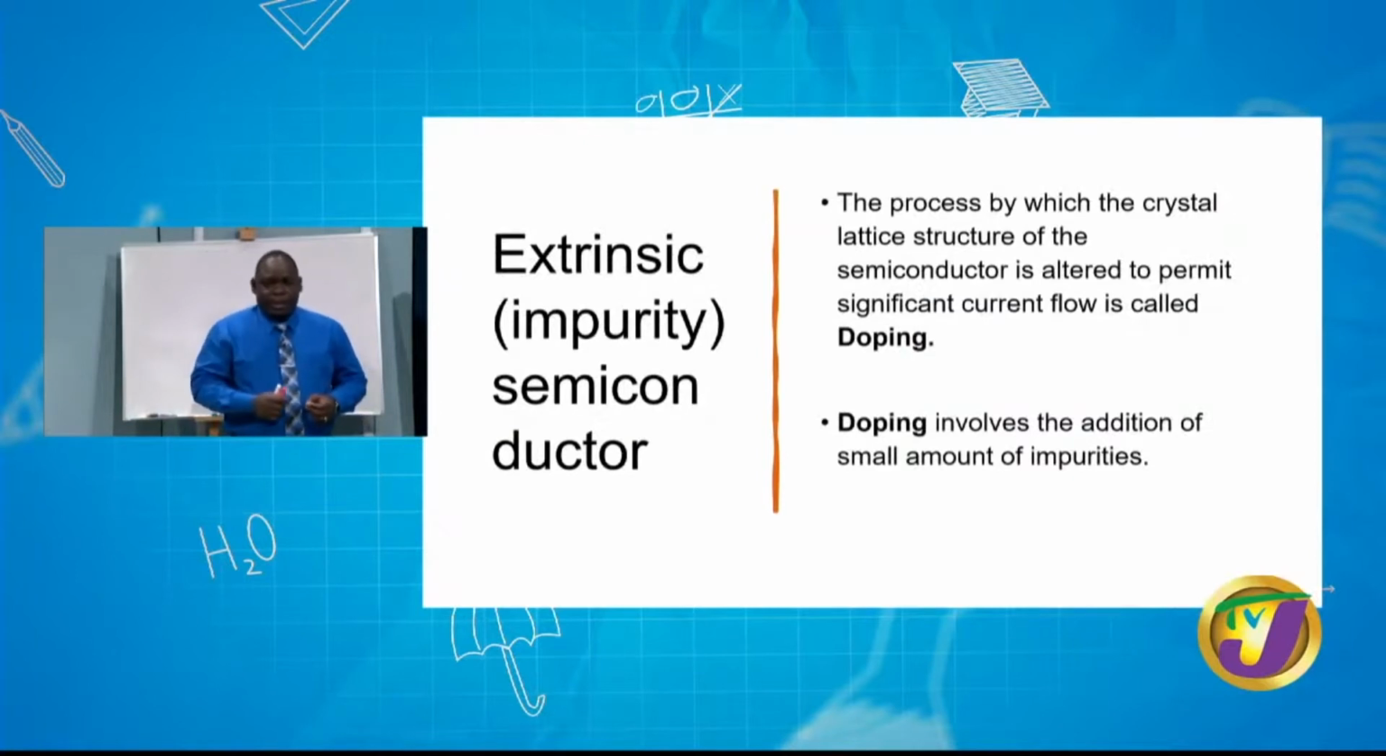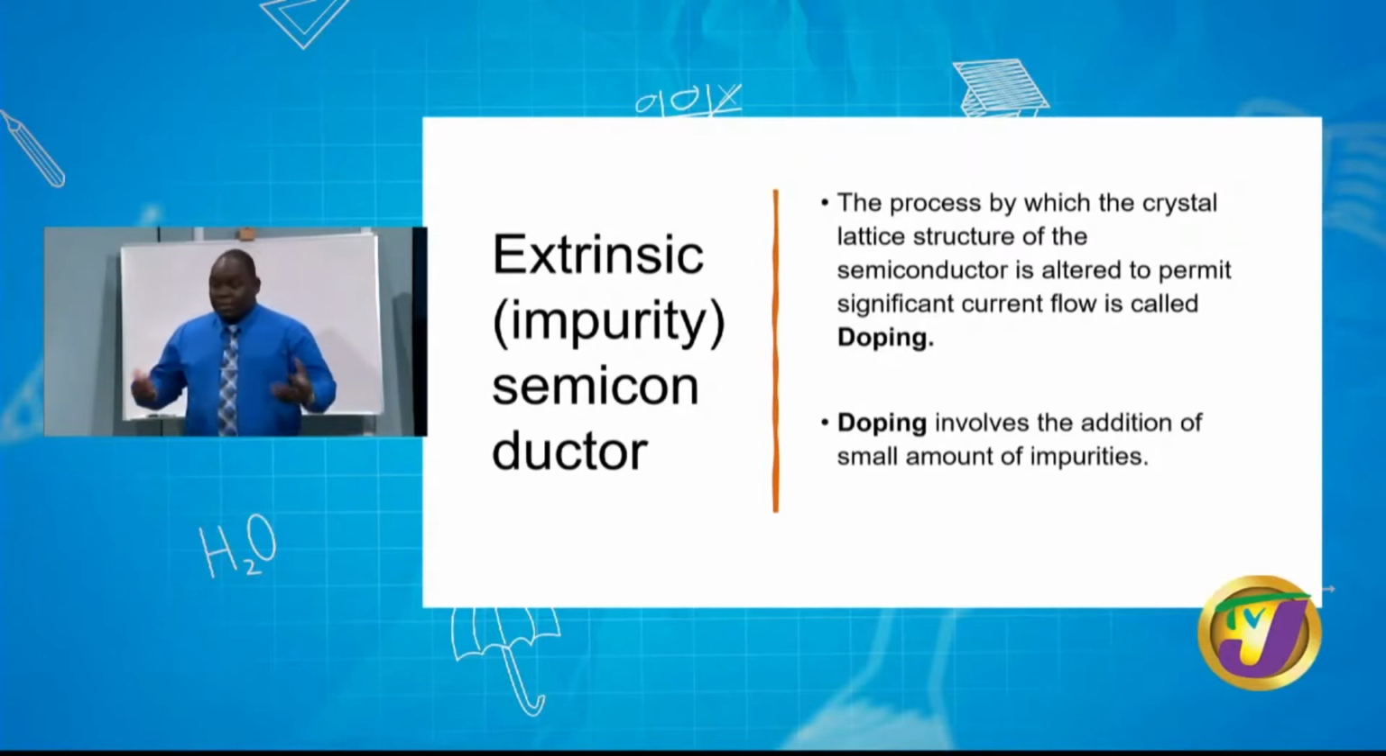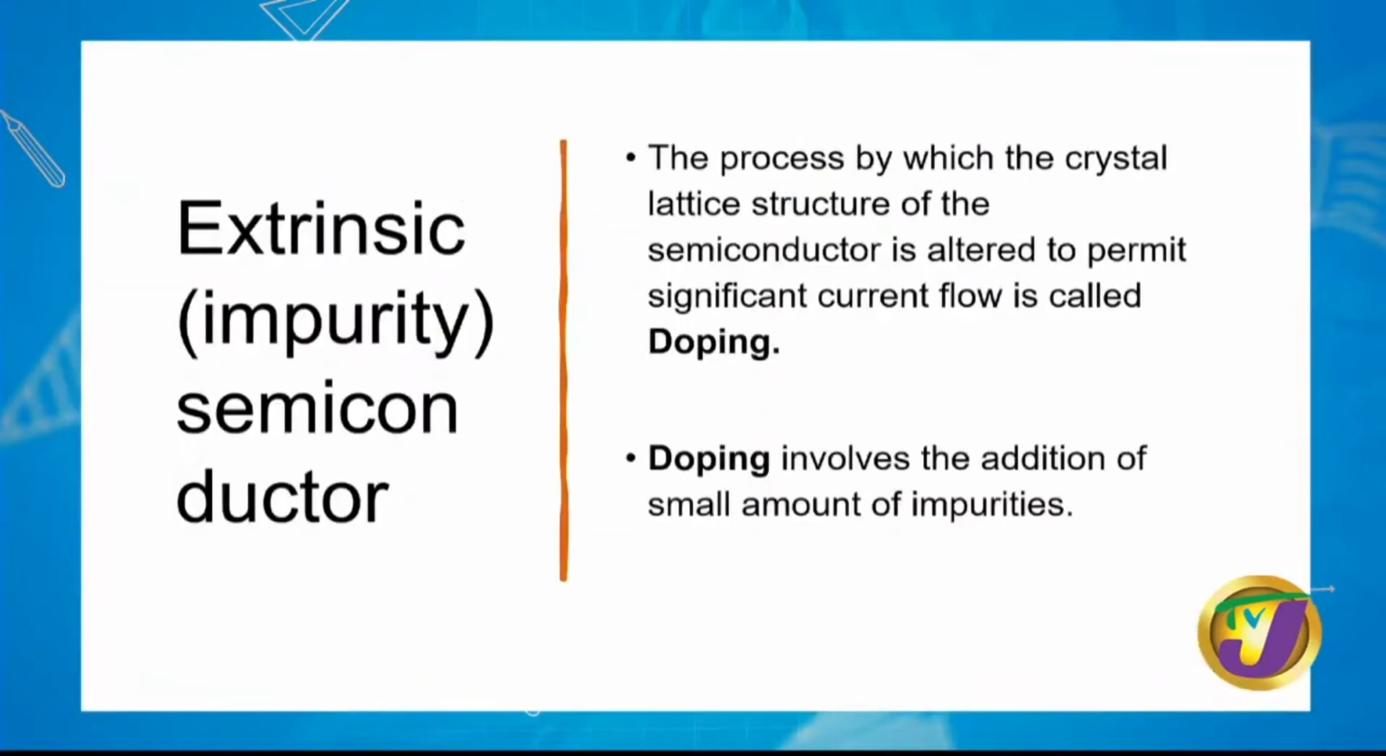Now, with the extrinsic semiconductor, it's not that we have a different material we're working with. It is the same silicon, the same germanium, but in order for us to make it workable, what we have to do is add a small amount of impurities to that pure material. Small amount of impurities. On our slide, you notice the next terminology that we come across is doping. And that is what doping is, students. Just adding a small amount of impurities to that pure semiconductor.